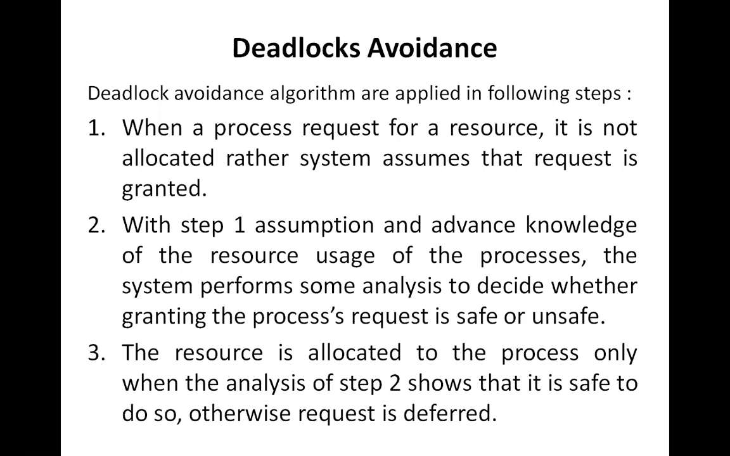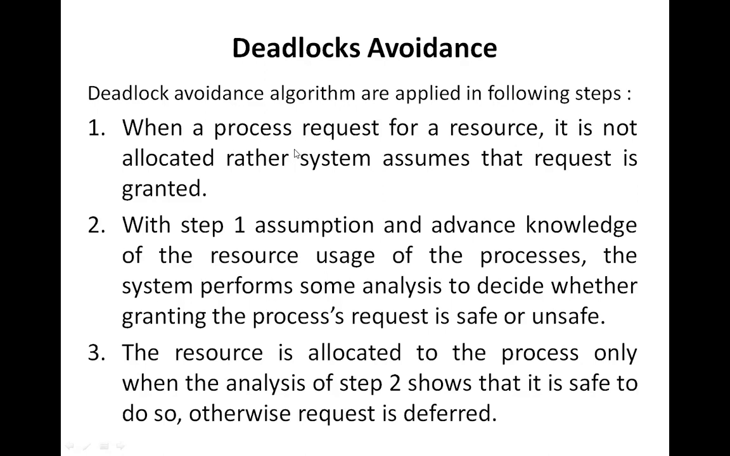As far as the deadlock avoidance algorithm is concerned, we follow these three steps. The first step is when a process requests a resource, it is not allocated immediately. Rather, the system assumes that the request is granted. Meaning, whenever there is a request, it is not immediately allocated, but it puts itself in a certain stage. Of course, the request is granted, but it is not allocated. It will take its own time for allocation of the resources to that particular process which has made the request.